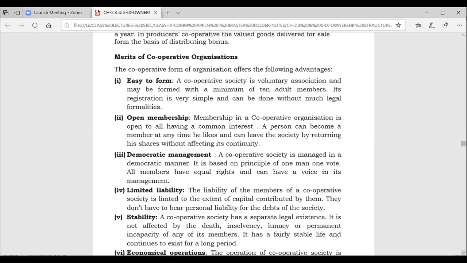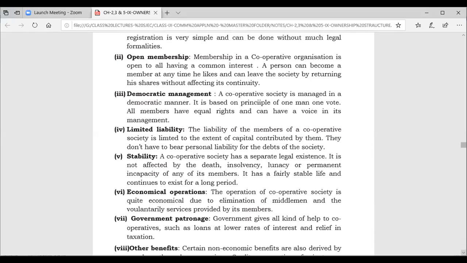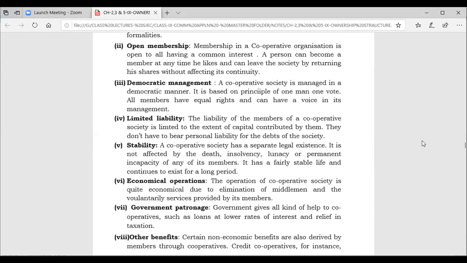Democratic management. What does it mean? It is managed in a democratic manner. Every member has a right of single vote, and they enjoy equal rights. All the members have equal rights in the society. Limited liability. The liability of the members of a cooperative society is limited to the extent of the capital contributed by them. How much capital they are contributing? They are liable for that, up to that portion of liability.